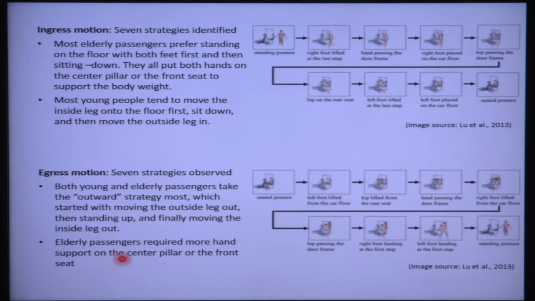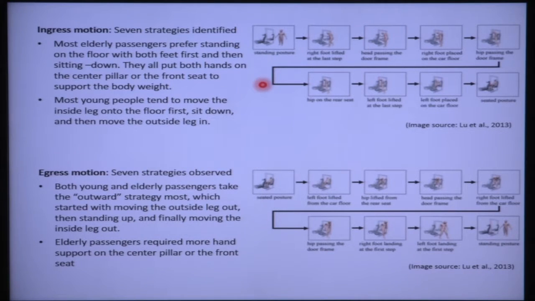But elderly passengers require more hand support on the center pillar or the front seat. So, in case of egress motion, although their strategy is to some extent similar, in terms of support, elderly people actually require more body support on the center pillar or on the front seat, and based on that support they gradually come out.